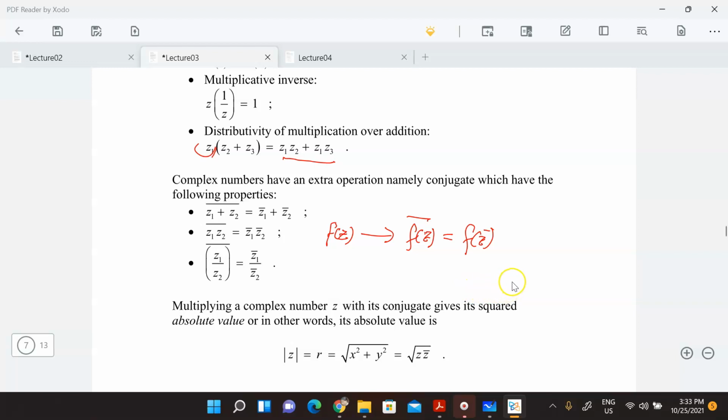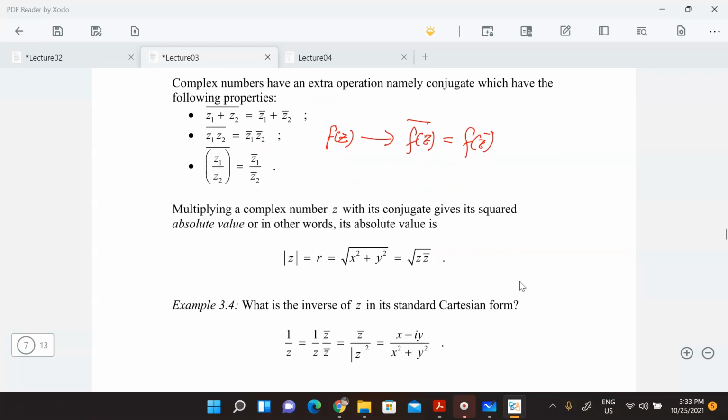The other thing that's also available here is the idea of absolute value. This is actually just giving you your radius in the two-dimensional plane, which can be written as the square root of the multiplication of z with z bar.